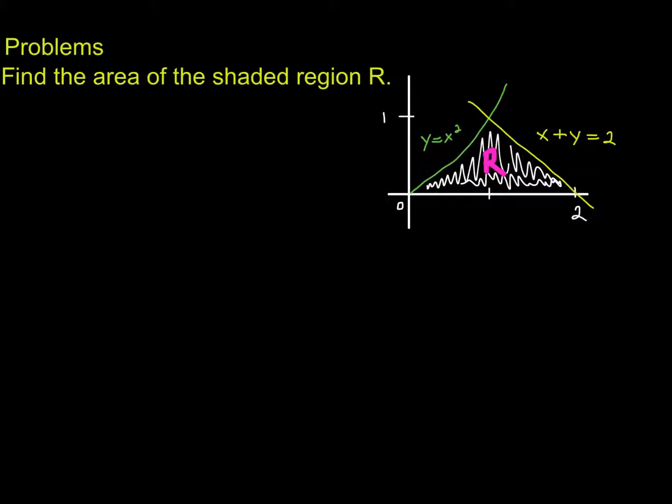All right, let's take a look at this example here. We want to find the area of the shaded region that is labeled R, and here are the two functions that give these particular curves. Try this one on your own first, and then we'll take a look at it together.